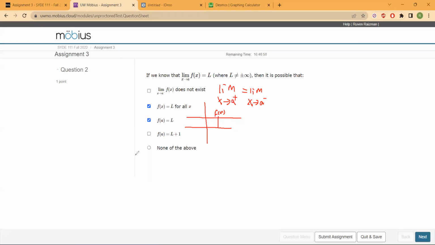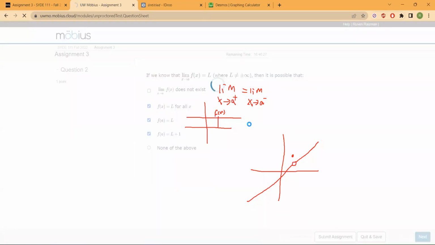Now the third one is a bit more tricky to see. Here, f(a) is equal to L plus 1. That's possible because, again, at the limit we don't care what happens at the point. We just care what happens while we're approaching it. So we can have something that looks like this: there's a hole over here, we jump up 1, and then we continue. In this case, the limit would exist, but f at a would equal L plus 1. And so that's why this is also true. Let's go next.